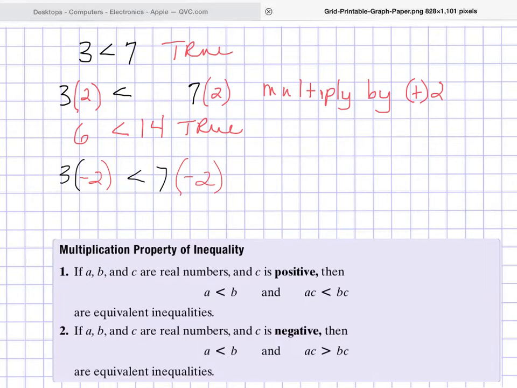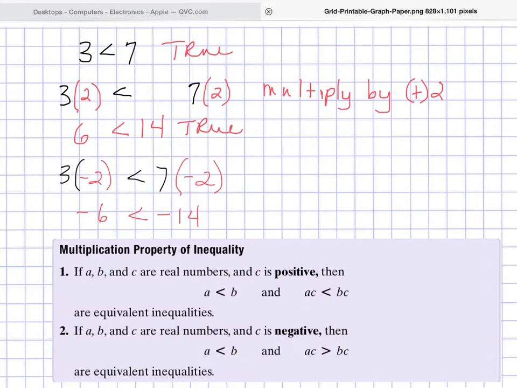Look at what we get. 3 times -2 is -6. Is -6 less than -14? Think about that on the number line. Is -6 less than -14? No, it's not.